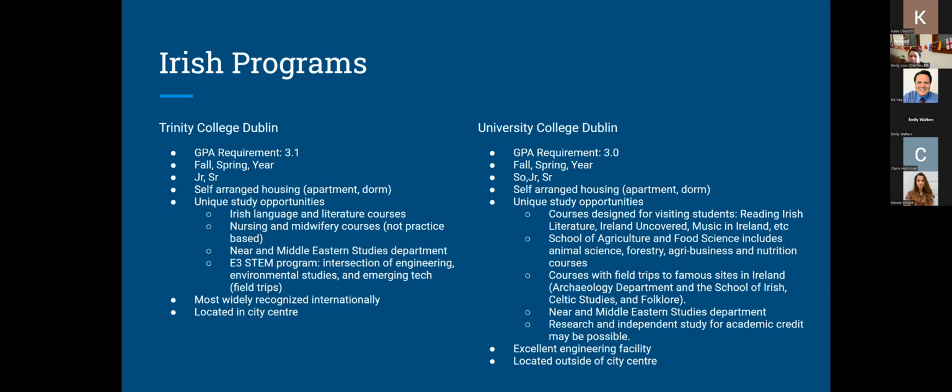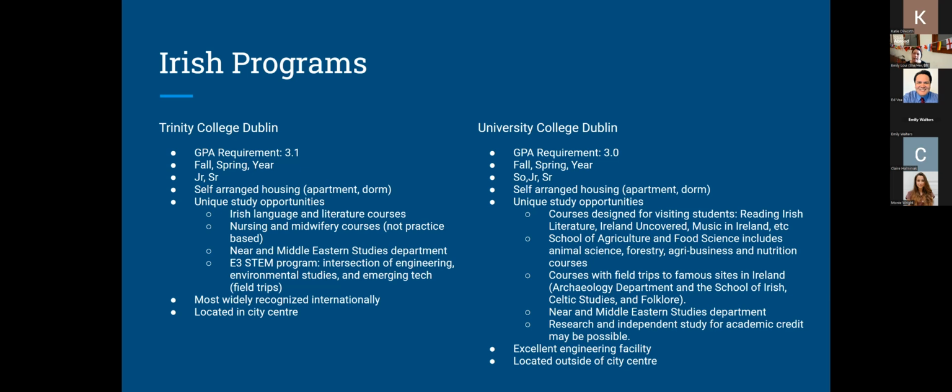And Trinity is located in the city center, so just keep that in mind. There are advantages to that. Obviously, you're in the middle of everything, but that also means that housing can be more difficult. It can be harder to commute. It can be more expensive. So just keep those things in mind. Typically, those who are interested in Trinity are also interested in University College Dublin, which is why I put these two on the same slide, because this is the other one that is also located within Dublin.